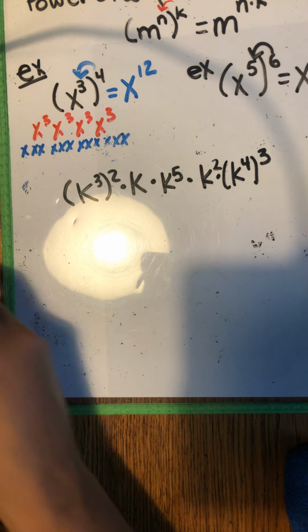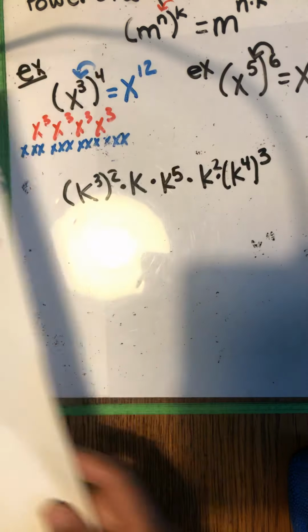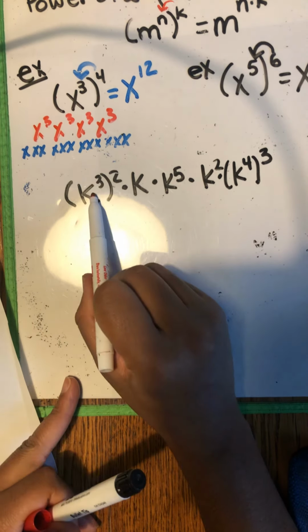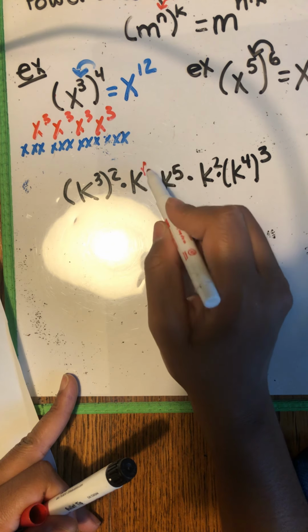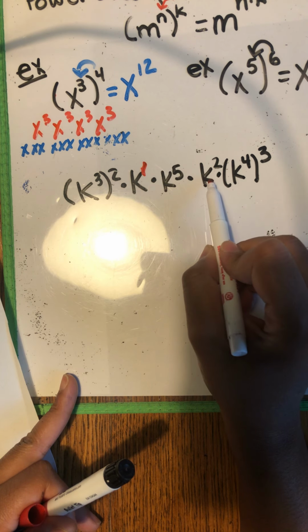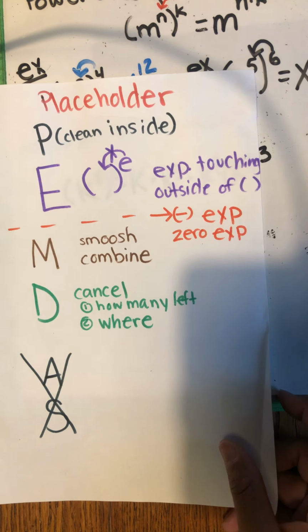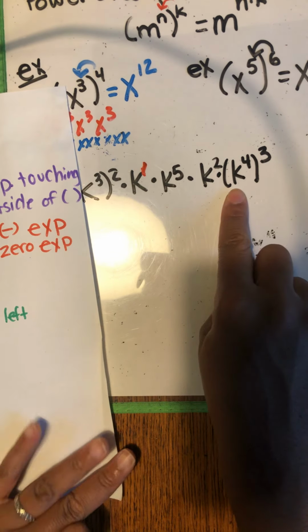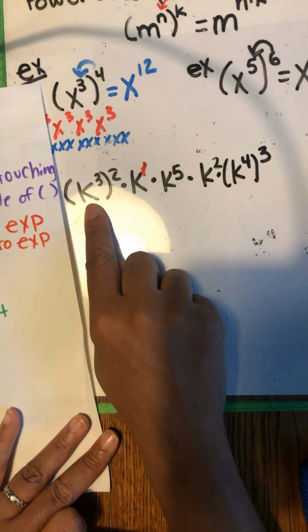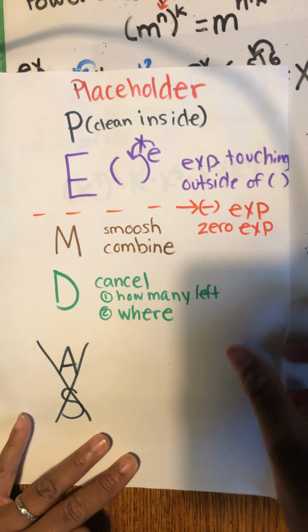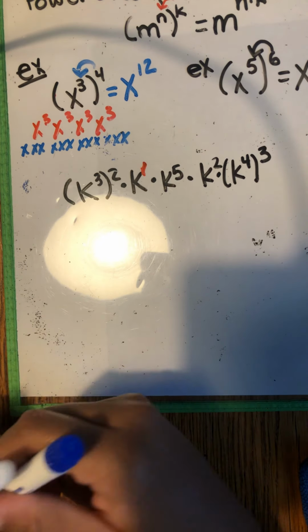All right, so placeholders. Does anything need an exponent? Let's check this out. No, yeah, let's put a 1 there. Oh, 1. No, we're good. All right, can I clean anything inside my parentheses? I'm going to notice there's only one thing, so no. Do I have an exponent touching the outside of my parentheses? Well, yes, we do, so let's do that.